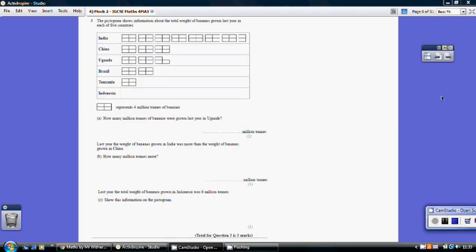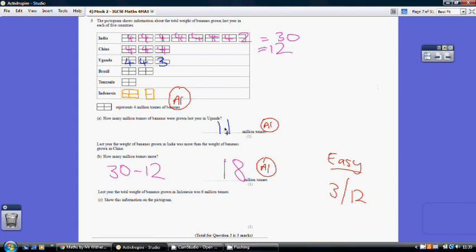Question 3. So each of these flags, if you like, represents 4 million tons of bananas. So each mini rectangle represents 1 million. So how many million tons of bananas were grown last year in Uganda? Well, we've got a 4 million, a 4 million and a 3 million. That's 11 million.